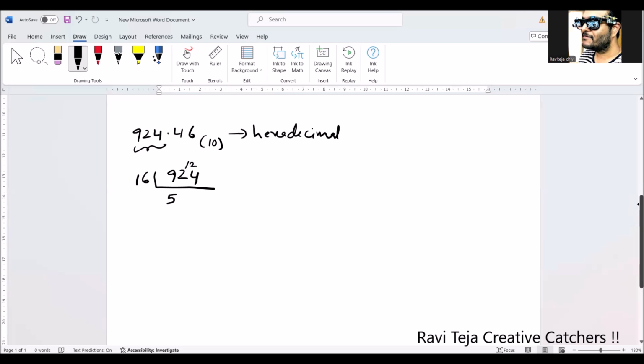And 16 7s are, what we get is around 112, and we have 12 left. 16 3s are 48, and what we have is 9 left. So if you combine all this, the answer what we get is 3, 9, 12. But the 12 can be written as C in hexadecimal, right? So the answer will be 39C.